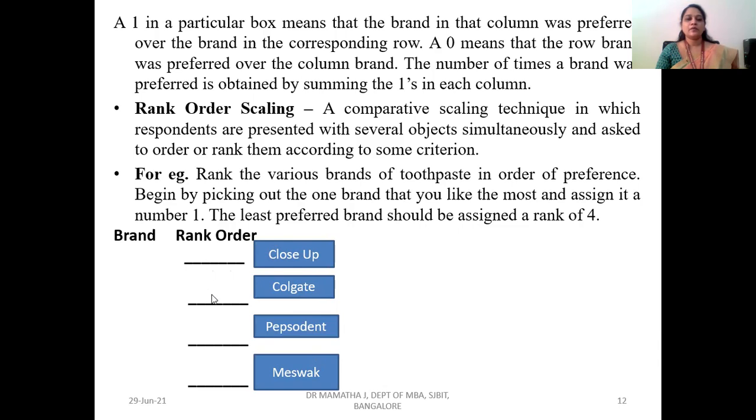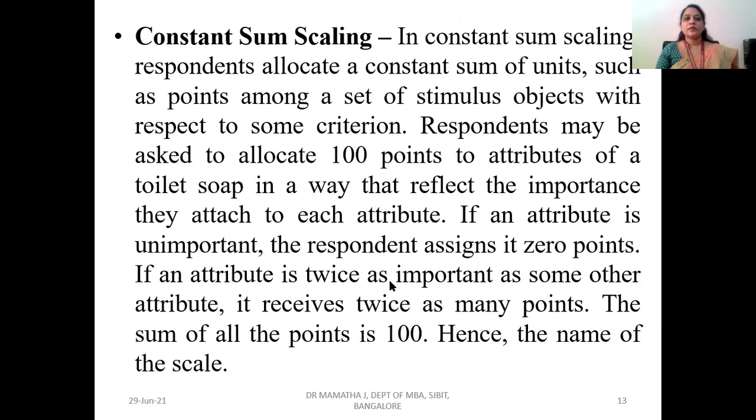If they feel Colgate stands number one, they can give it rank one. If they say Pepsodent stands second, they can give Pepsodent rank two. So rank ordering is possible in rank order scaling. Okay. So, constant sum scaling.